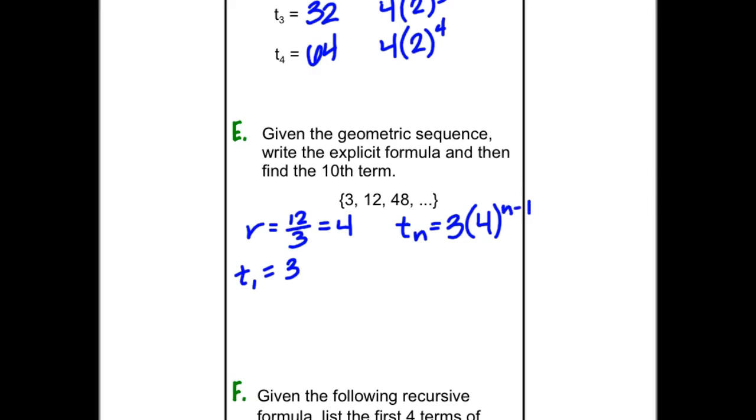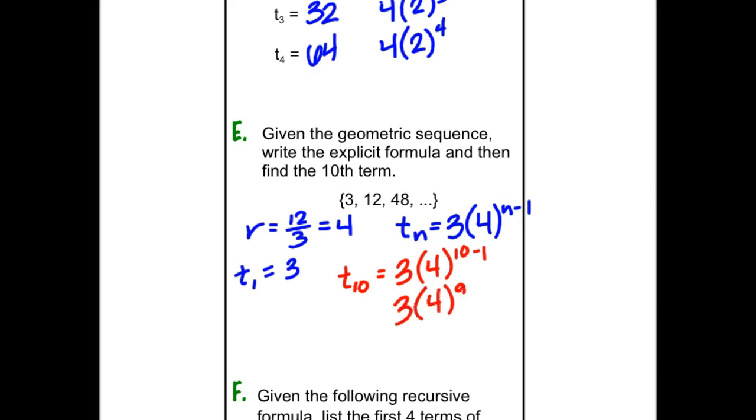And I like it if you put the r in parentheses. It'll make your life easier with keeping track of things because it'll show some consistency. Then we want to find the 10th term, so t sub 10. So that means we're going to take 3 times 4 to the 10 minus 1 power. So 10 minus 1 is 9. So we have 3 times 4 to the 9th power.